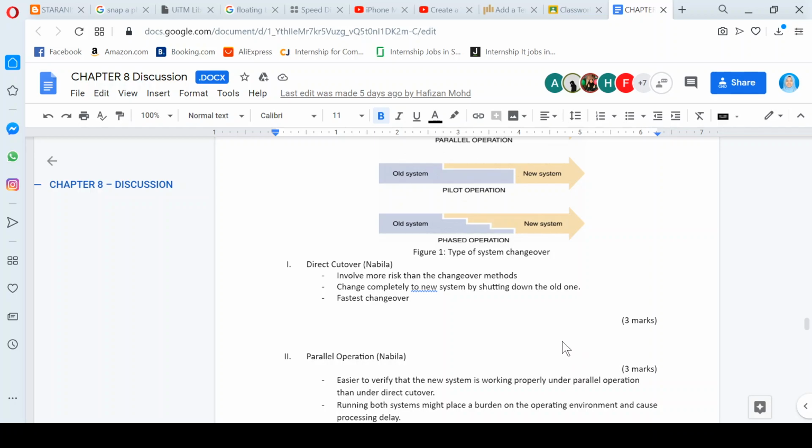Okay, Nabila cuba ulang semula. Okay, contoh kalau sistem ni, kalau kita dah start sistem baru kan, kalau apa-apa terjadi dekat sistem baru, dia tak akan kembali dekat sistem lama sebab sistem lama dah tak ada lagi. Sebab dia dah shut down lah the old system.